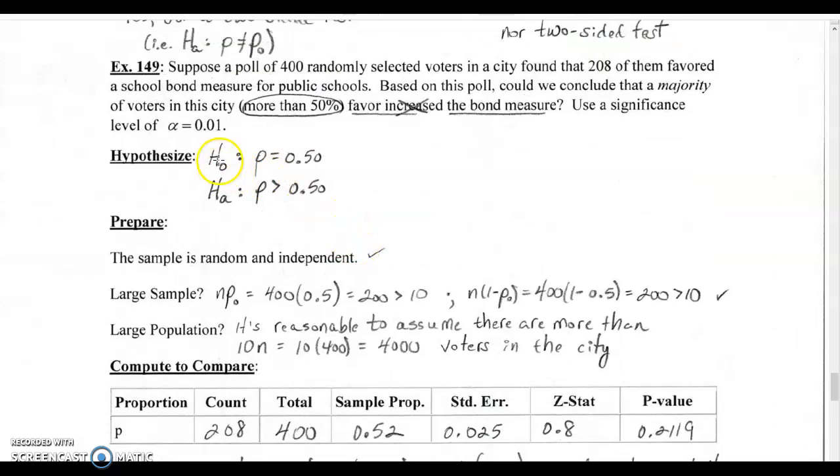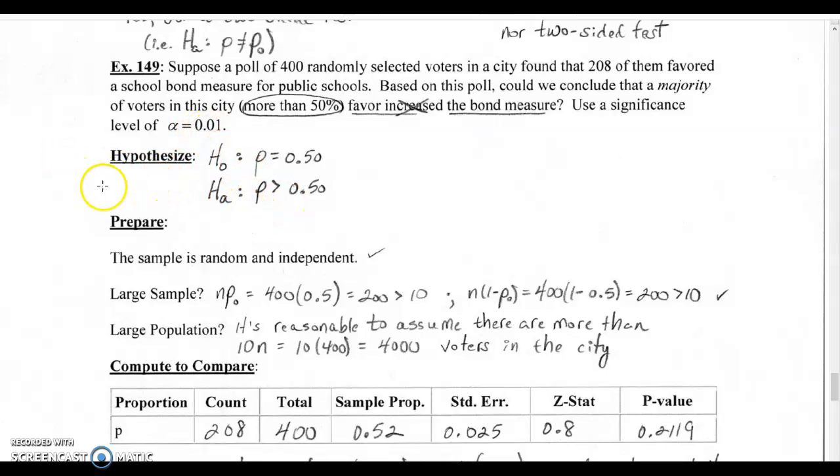All right, as another example, let's suppose we have a poll of 400 randomly selected voters in a city, and it found that 208 of them, so that's a little bit more than half, favored a school bond measure for public schools. Based on this poll, could we conclude that a majority of voters in this city, which is more than 50%, favor the bond measure? We're going to use the significance level of alpha equals 0.01.